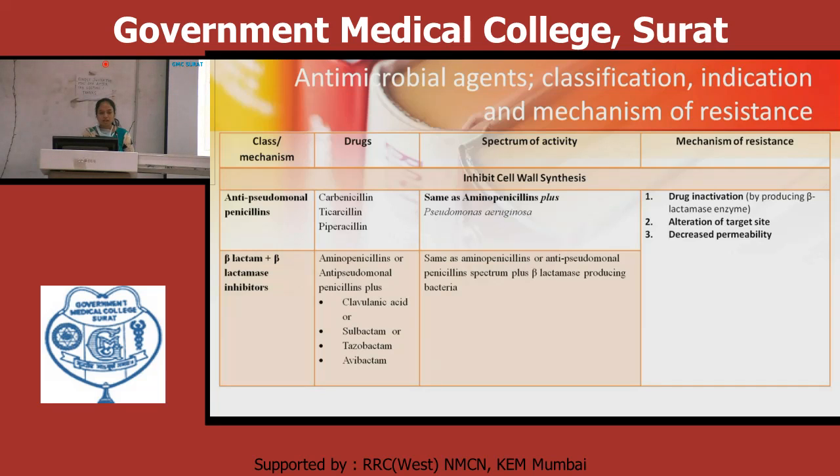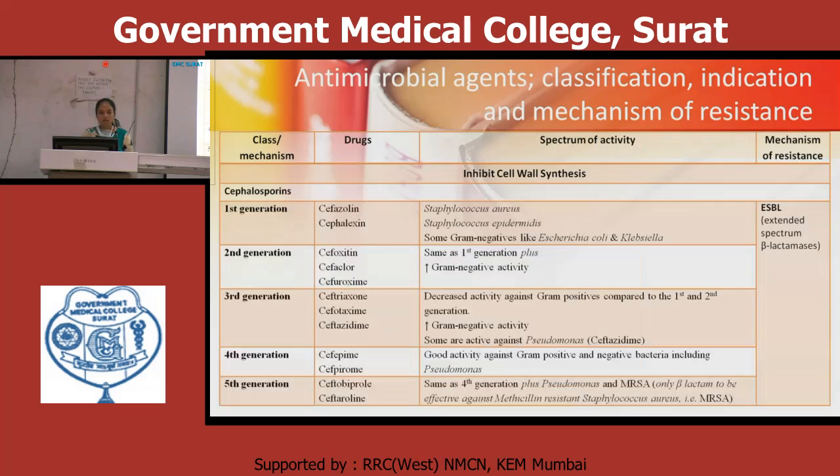Class beta-lactam plus beta-lactamase inhibitors. Drugs are aminopenicillins, anti-pseudomonal penicillins plus clavulanic acid, sulbactam or tazobactam or avibactam. Spectrum of activity same as aminopenicillins or anti-pseudomonal penicillin spectrum plus beta-lactamase producing bacteria. Mechanism is same.